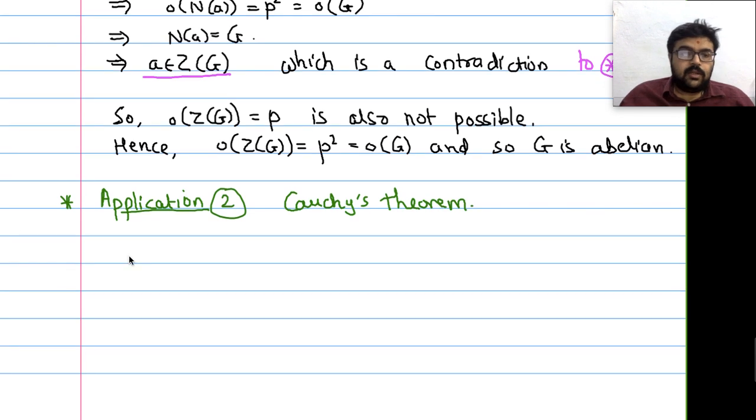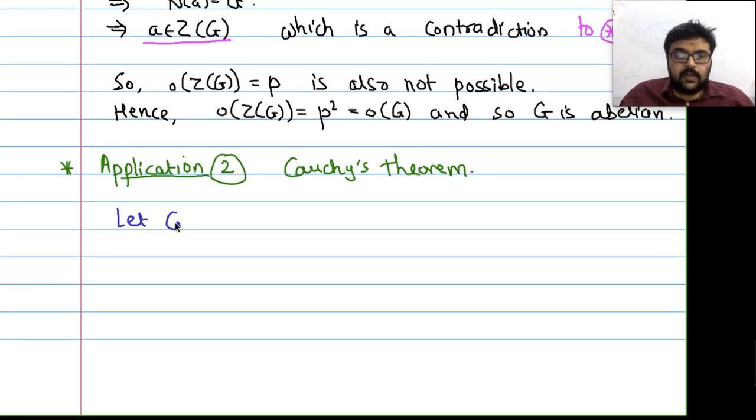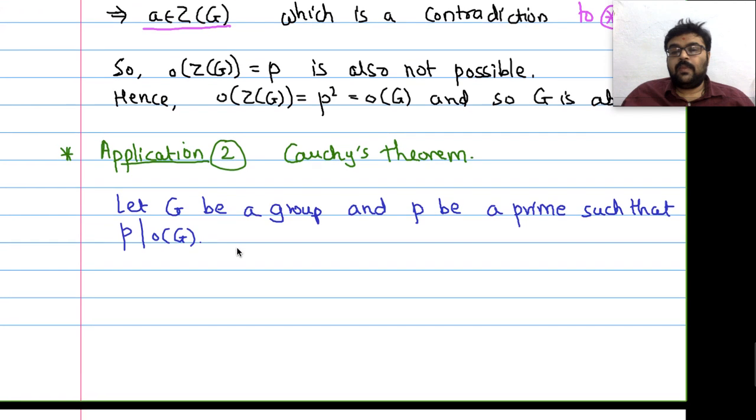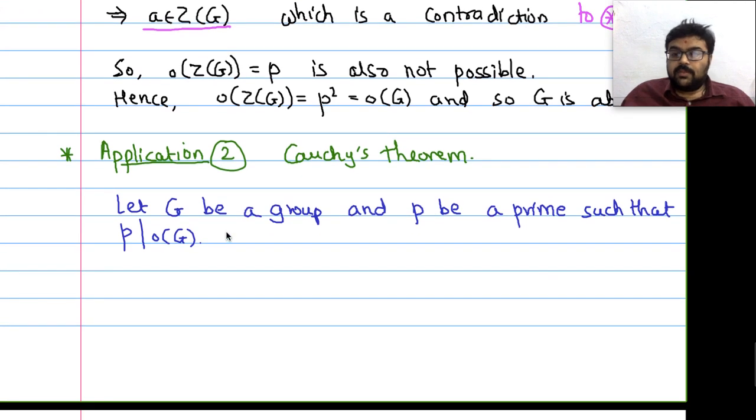So what was the result? Result is: let G be a group and P be a prime such that P divides order of G. Of course, when we say group here, it is finite because P divides order of G. Then G has an element of order P.